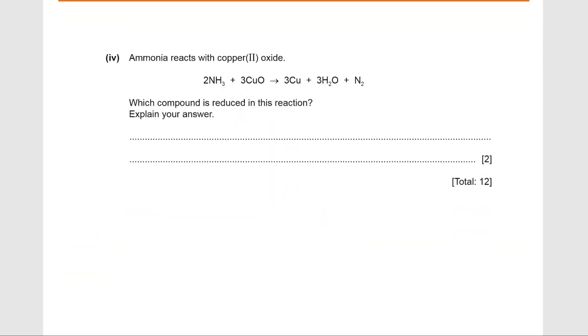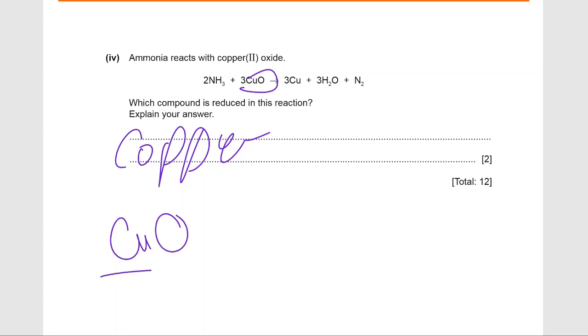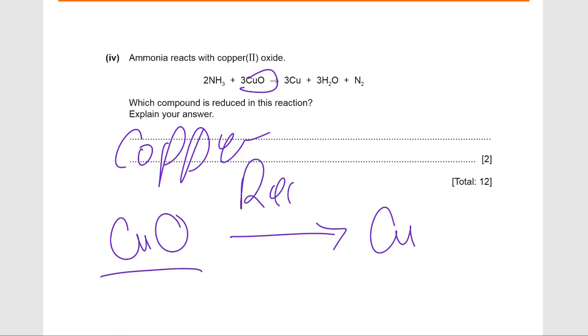Ammonia reacts with copper oxide. Which compound is reduced in this reaction? It's very clear. Here the best option for you to know which one is reduced, that means the one which is losing the oxygen. So copper, you need to say copper. Okay, as a word we can write it, then we will explain it. Copper. Why? Because look at here, the copper has oxygen, then it lost the oxygen. That means this one, it's reduction.